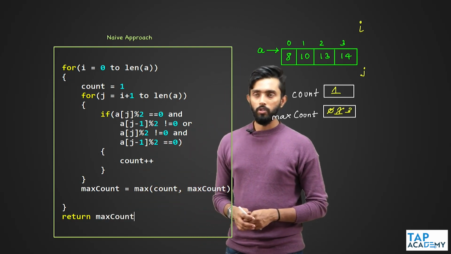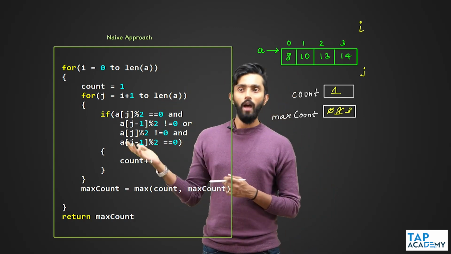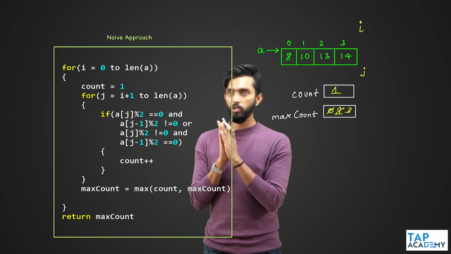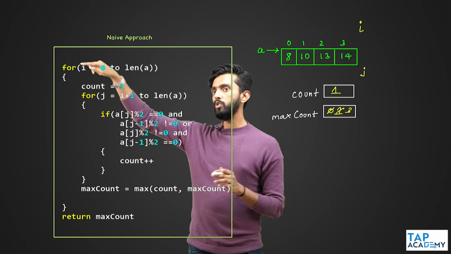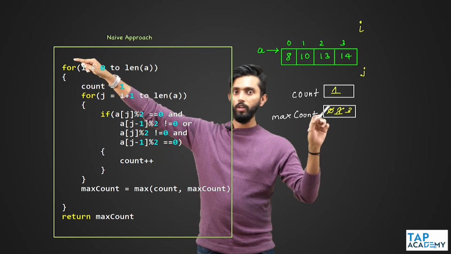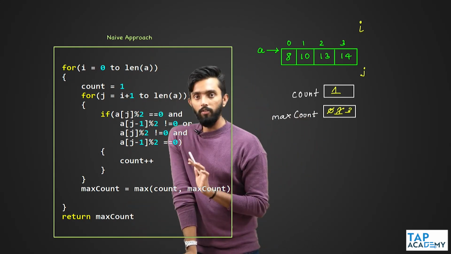I hope everybody understood. So this is a very simple approach. Now if you look at it, I am not going to code this, I want you guys to code this because it's very simple. All you have to do is, before the loop itself, initialize max count as 0. Create a variable max count, initialize it as 0. I have not shown that, so make sure you do it. So this is your naive approach.